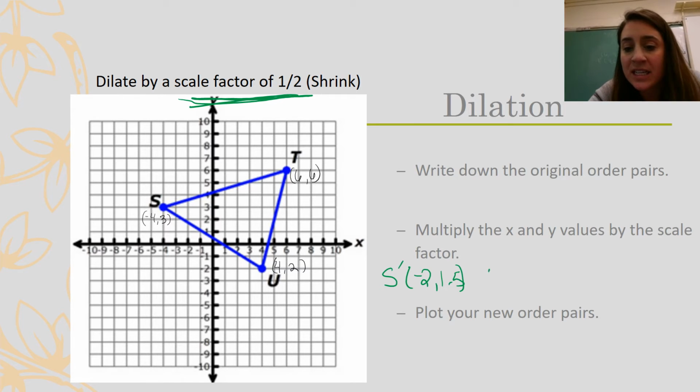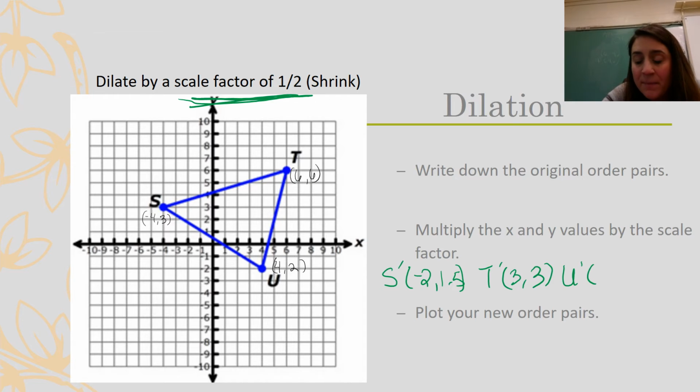Now let's do T prime. Again, my original ordered pair was 6, 6. So when I multiply 6 by 1/2, I get 3. When I multiply 6 by 1/2, I get 3 again. Now let's look at the ordered pair U. I'm going to make U prime. I'm going to multiply both the x and the y values by 1/2. So 4 times 1/2 is 2, and 2 times 1/2 is 1. So now I have all my new ordered pairs.